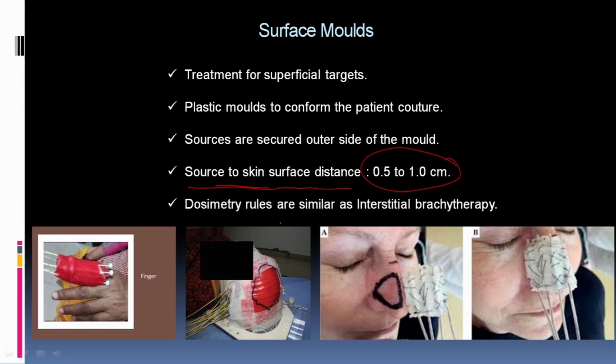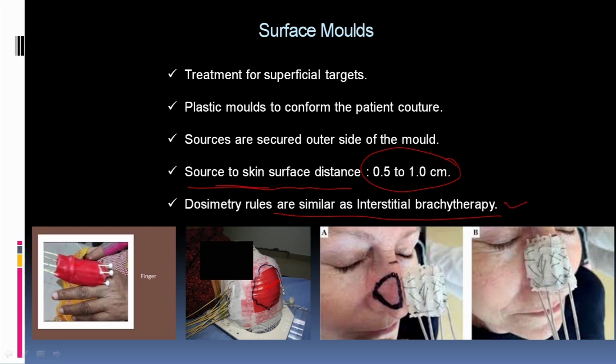Because of this distance, we will get a good dose distribution of superficial lesions. Dosimetry rules are almost similar to those we have applied for interstitial brachytherapy. That means we can apply the Quimby system, the Memorial system, the Patterson-Parker system, or the Paris system for surface mold dosimetry. Now, you can see these are surface molds. They are prepared with dental material, and the applicators are applied on the outer side of the mold, and the mold just conforms to the contour of the patient surface, and we can treat as per our requirement.